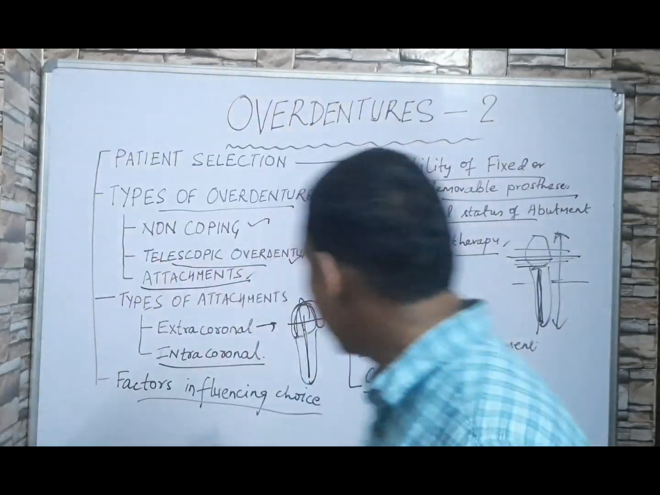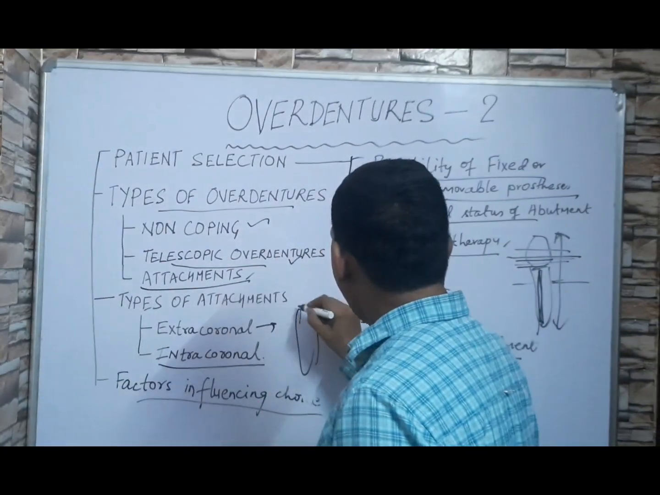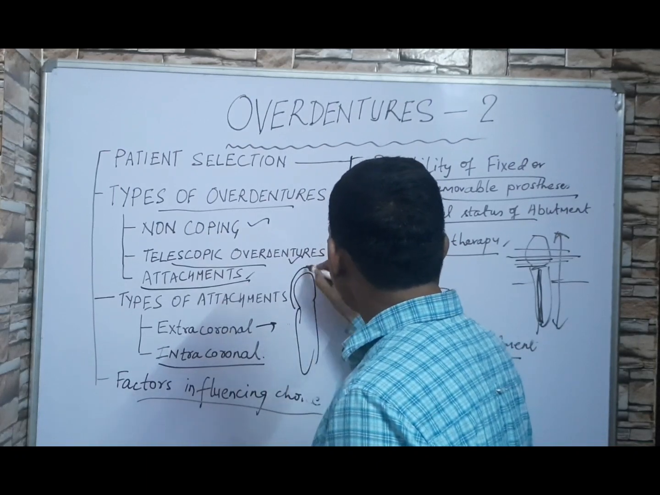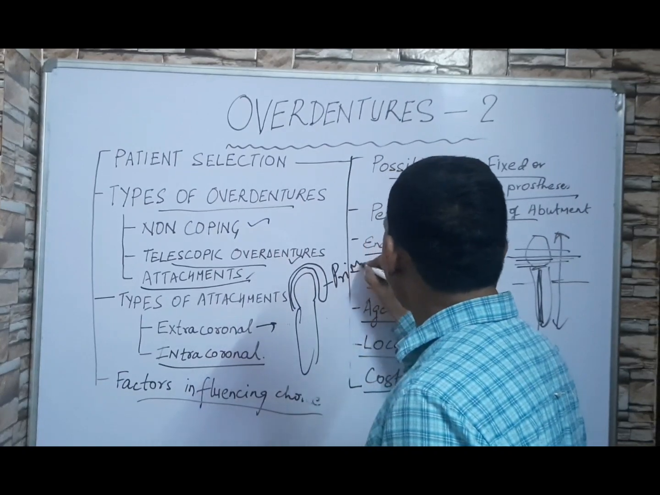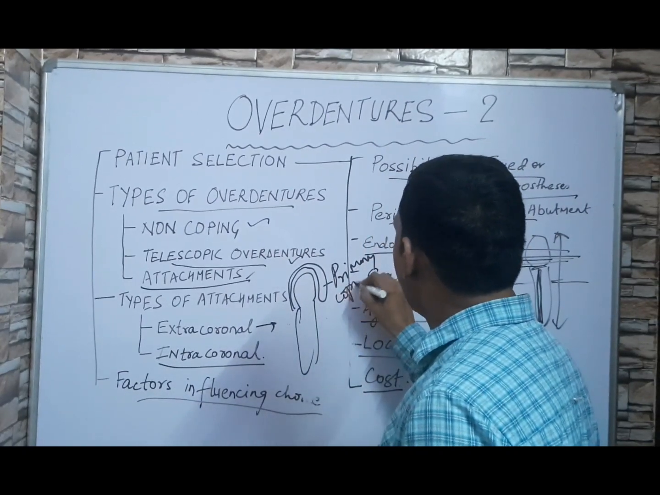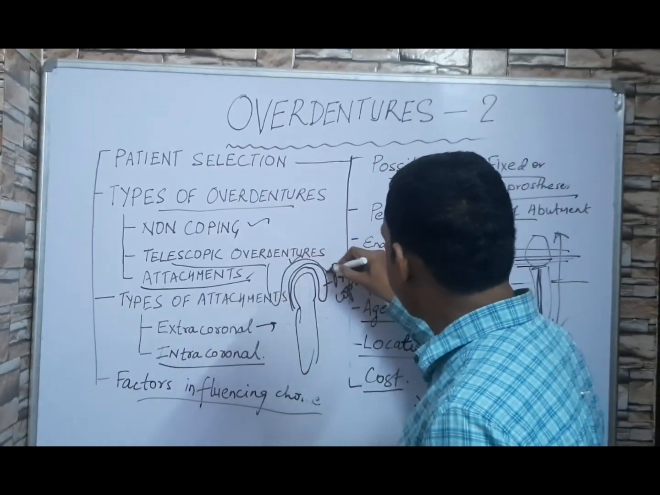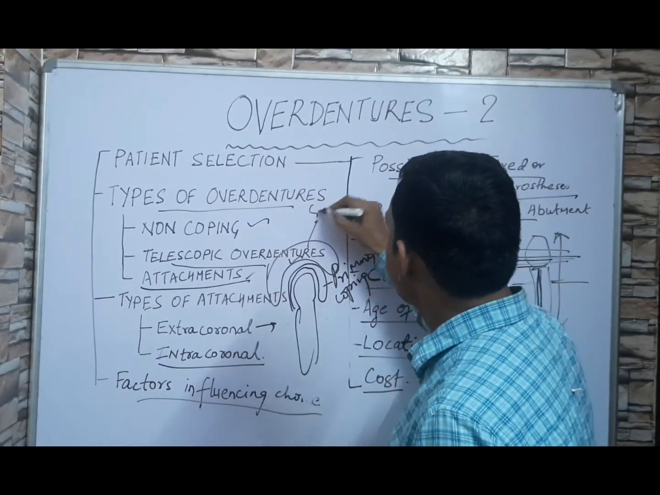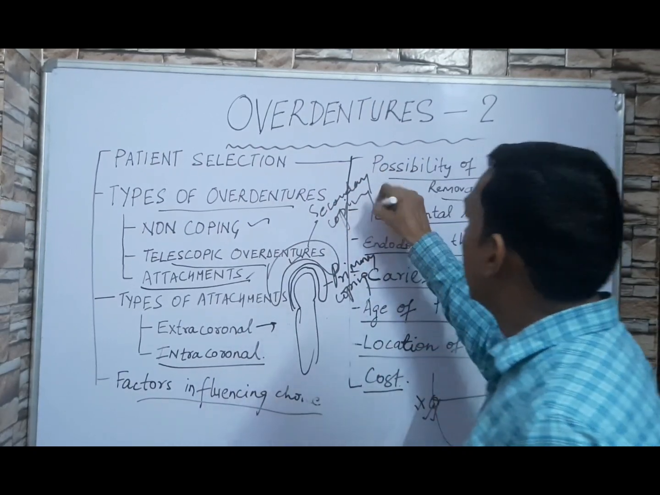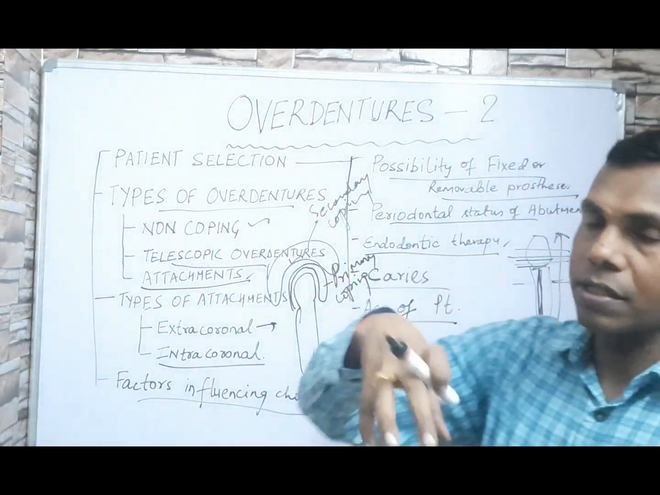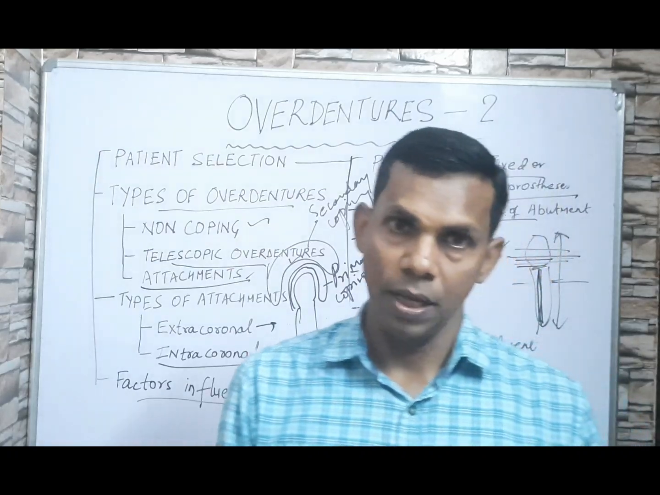Wherein you are having a tooth structure, it is an RCT treated tooth, and you are covering it with a cast coping, that is a primary coping. This is the primary coping. Now if we have another prosthesis over this, it will be a secondary coping. So this type of double crown system is sometimes referred to as a Marburg double crown system.